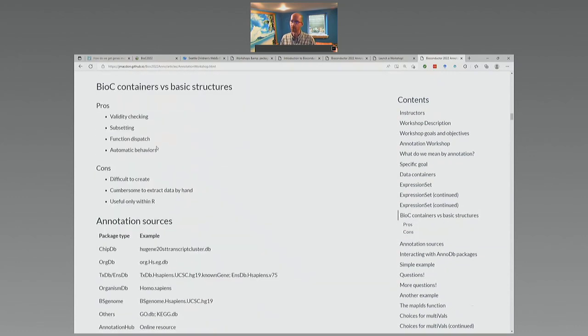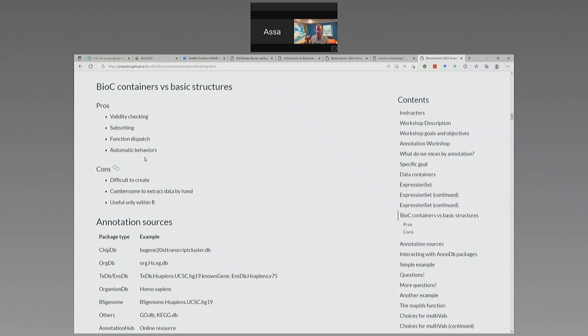The nice thing about these BioC containers is you get some validity checking. You can subset these things just like it were a data frame. So if you say, well, I just want the first couple of rows, it will subset all the data in such a way that you don't get anything mismatched. You can run functions on these objects just as if they were a data frame, and a lot of the data will come along with it. And you get some automatic behaviors with them. The downside is they're a little bit hard to create. You wouldn't want to do it by hand, and it's only useful within R. You can't give one of these things to a collaborator. You have to actually output the data.